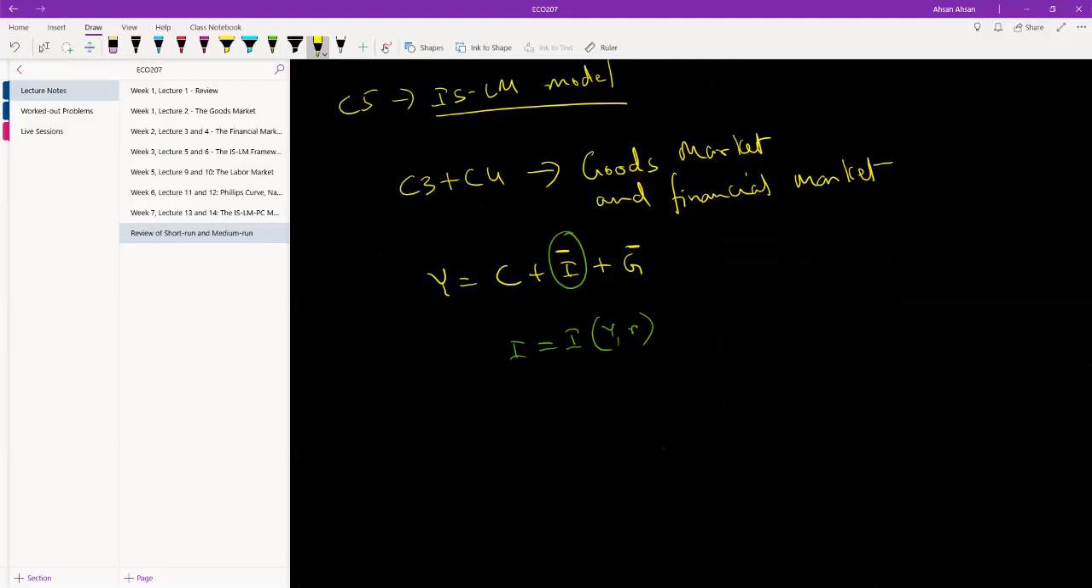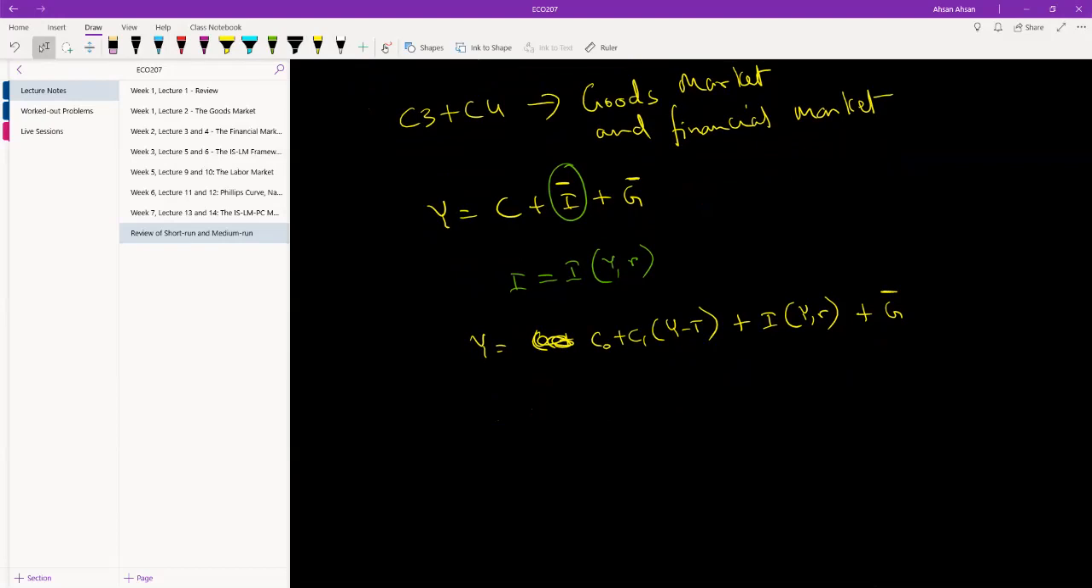And so this equation became Y equals C plus, let me write down the whole thing. C is of course C naught plus C1 (Y minus T), plus investment, which now became this, and G remained exogenous. We will endogenize G later. And once we did that, we created a link between the goods market and the financial market.